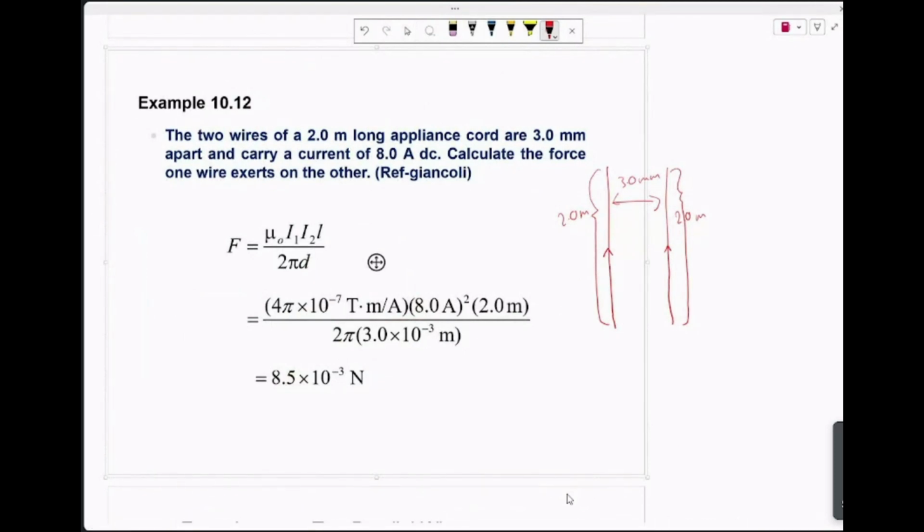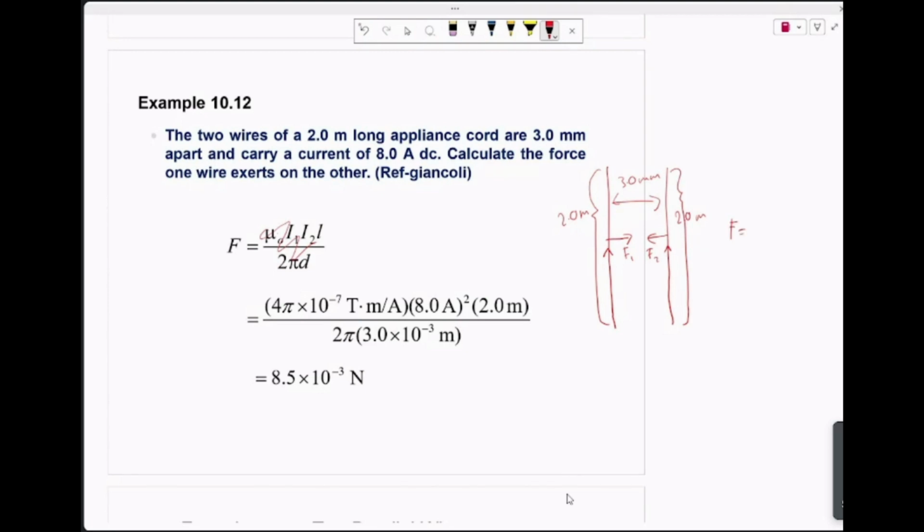If you don't understand, calculate the force exerted by one wire on the other, it means you just need to find either F1 or F2, in this direction. Both of them are the same. So in this case, again, you don't need to use this equation. You start from something that you already know, which is you are given two wires. Find the force either way.